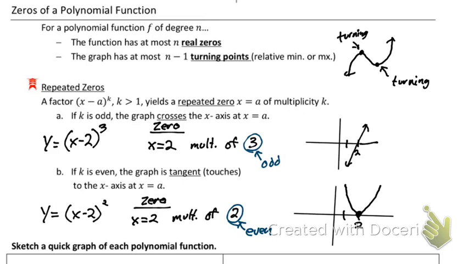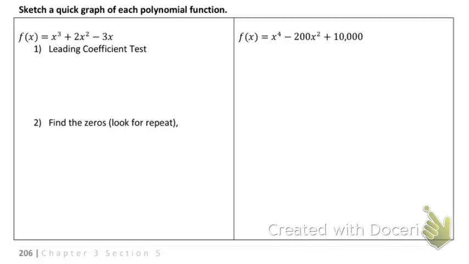So now we have end behavior. And if we can find our zeros using factoring, we can actually get a nice rough sketch of our graph. So let's go ahead and do that in the next 2 examples.